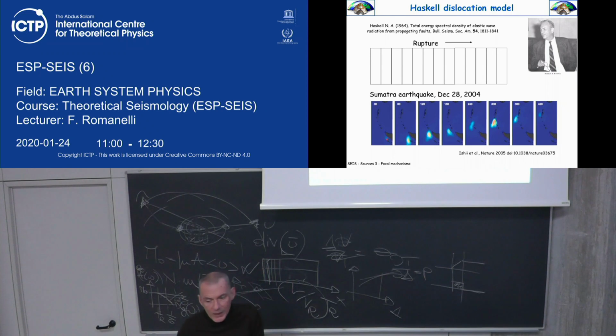Now, the only way to get this simple picture of a source spectrum is to go through the Haskell model. What does it mean? That we have to move from the hypothesis that we assume today that the source is a point. So when we are nearer to the source than the possibility to assume it is a point, we have to take care about this. And we will see that it is maybe the most important kinematic parameter.